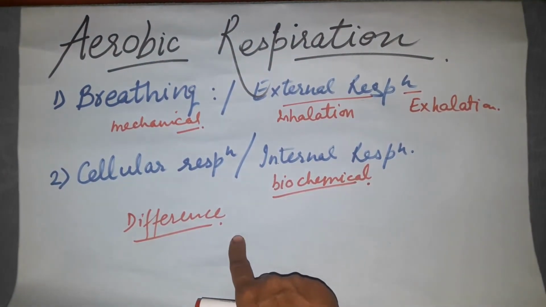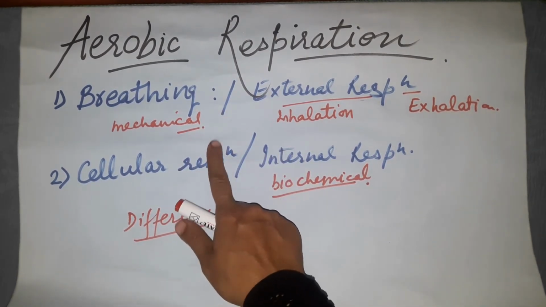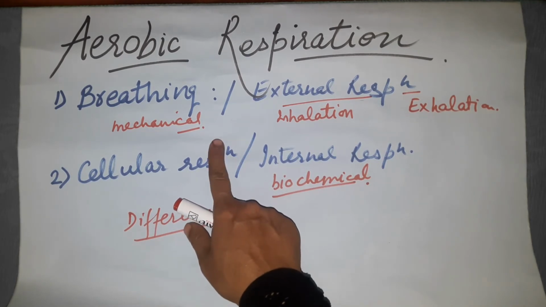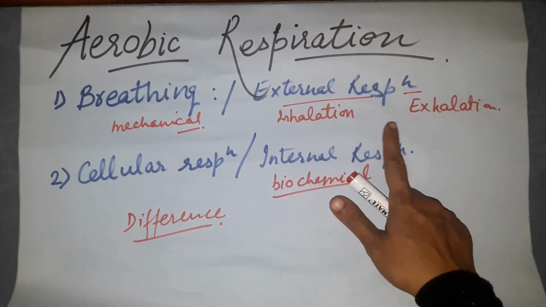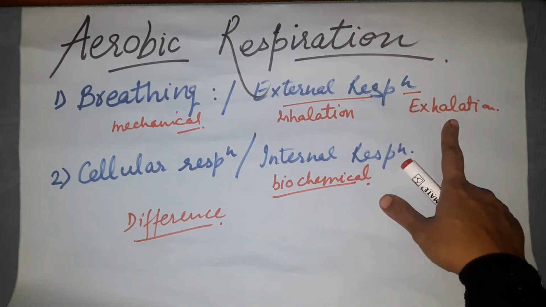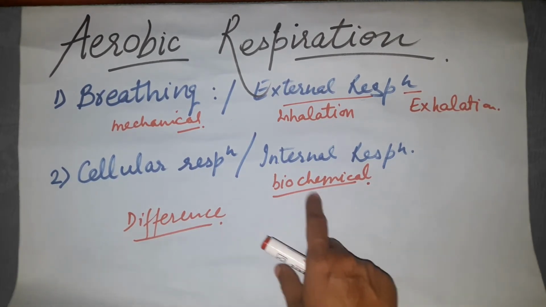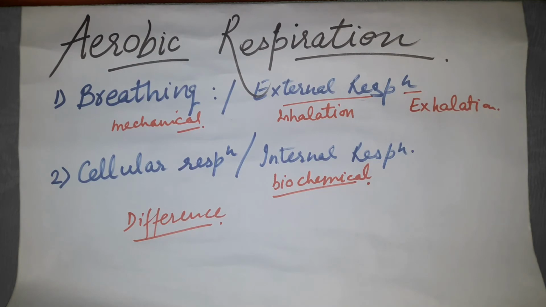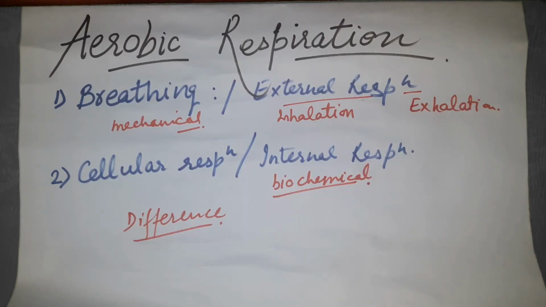Now, what are the differences between cellular respiration and breathing? Breathing is known as a mechanical process, because the lungs and body parts are involved in it. During inhalation, the lung swells and bulges, and during exhalation it relaxes. So this is a mechanical process, whereas cellular respiration is a biochemical process, because the cells are involved in it, and some chemicals are released to carry out the many reactions of respiration, and then at the end they get the energy in the form of ATP, adenosine triphosphate.